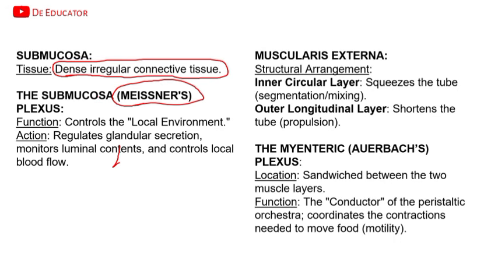Now, this myenteric plexus is known as the Auerbach plexus. So the location, it is sandwiched between the two muscular layers. If this is a muscular layer, for example, and this is the inner circular layer, and then this is the outer longitudinal layer, then the myenteric plexus, they are here. This is where they are found, between the inner circular and outer longitudinal.